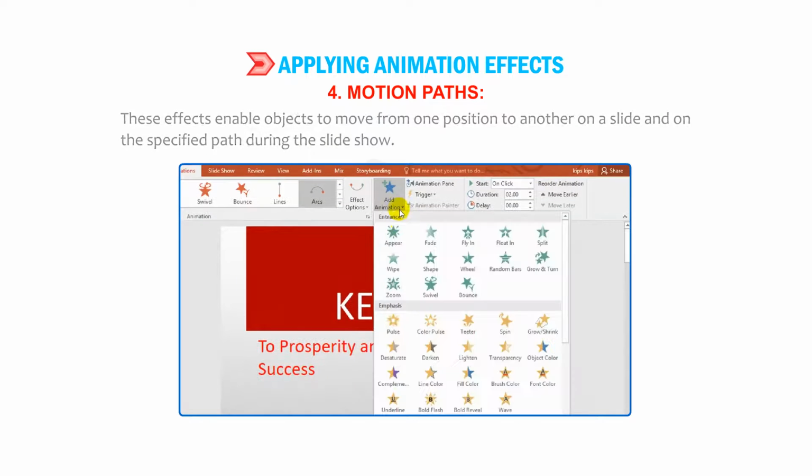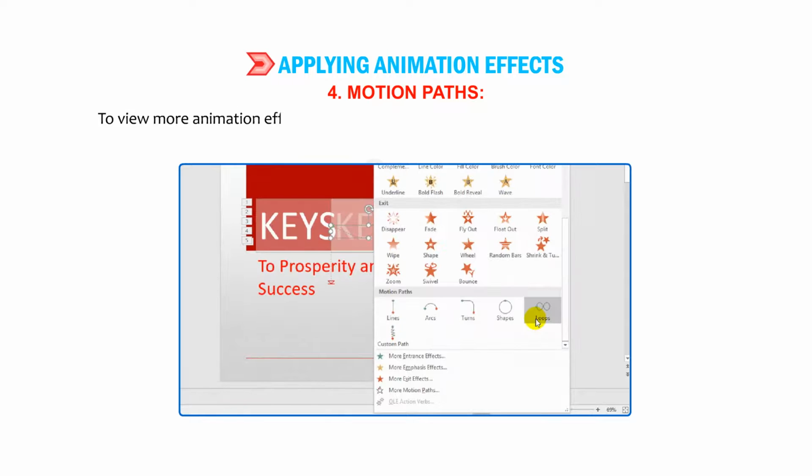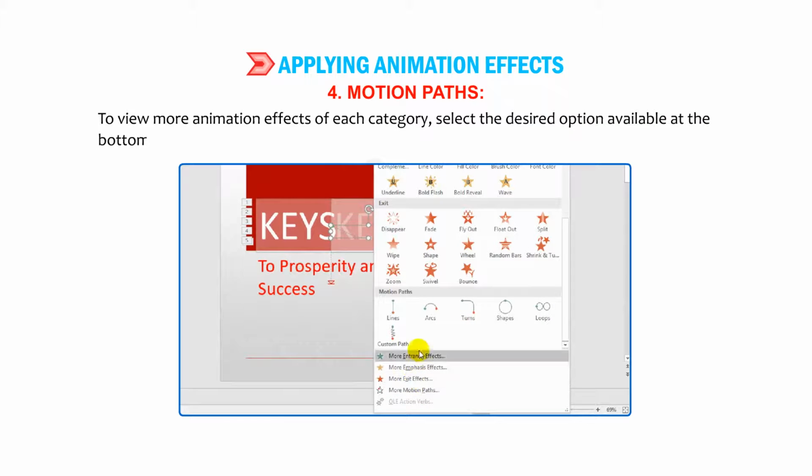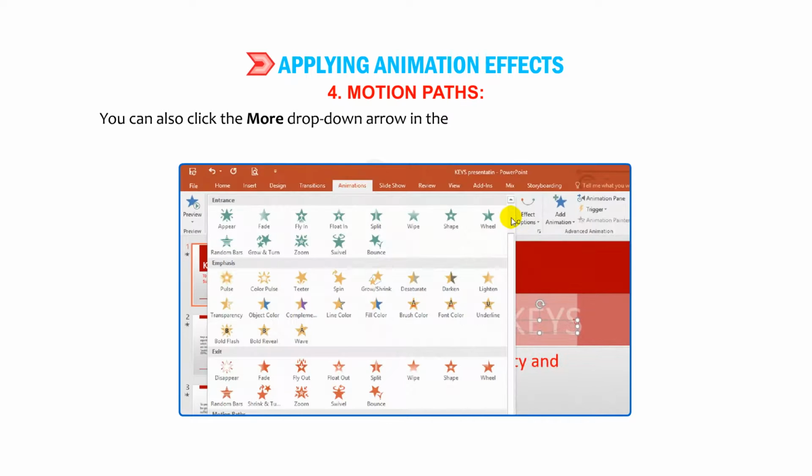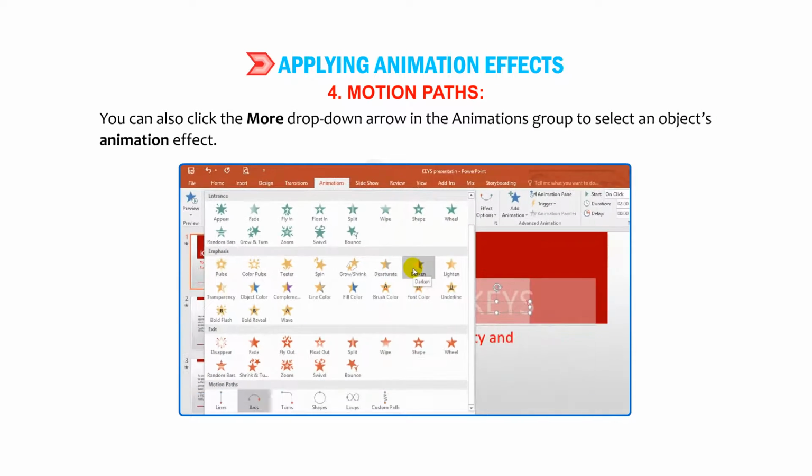These effects enable objects to move from one position to another on a slide and on the specific path during the slideshow. To view more animation effects of each category, select the desired option available at the bottom of the Add Animation drop-down menu. You can also click the More drop-down arrow in the Animations group to select an object's animation effect.